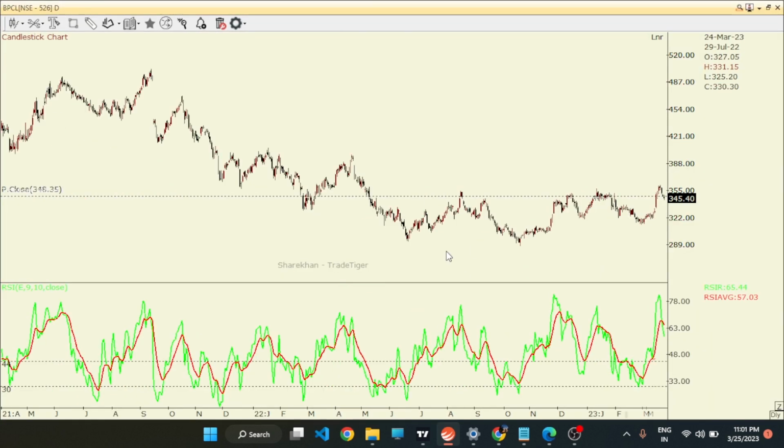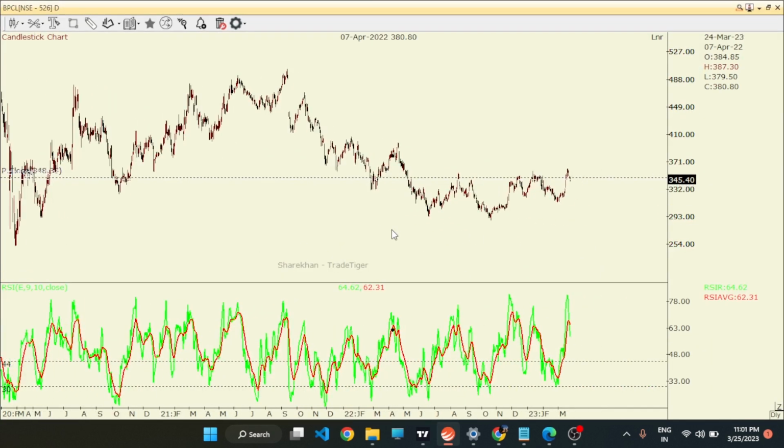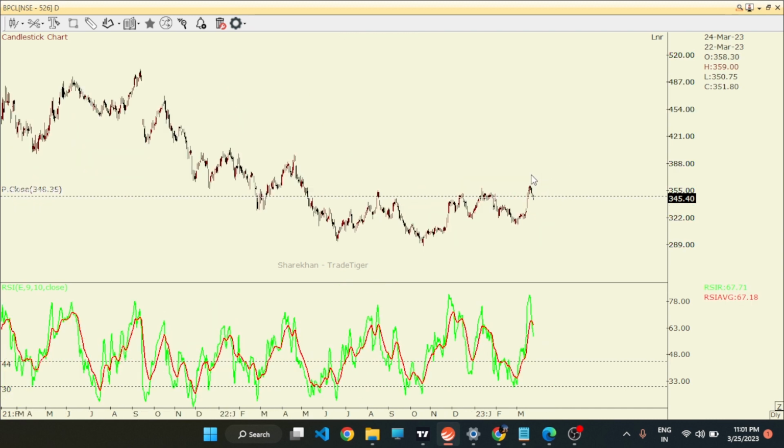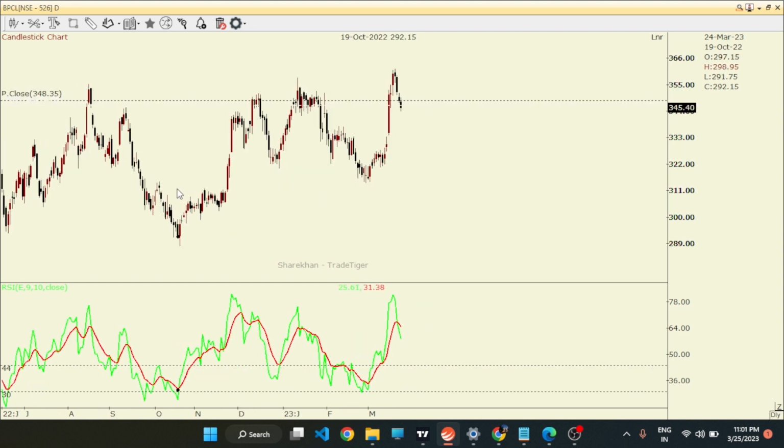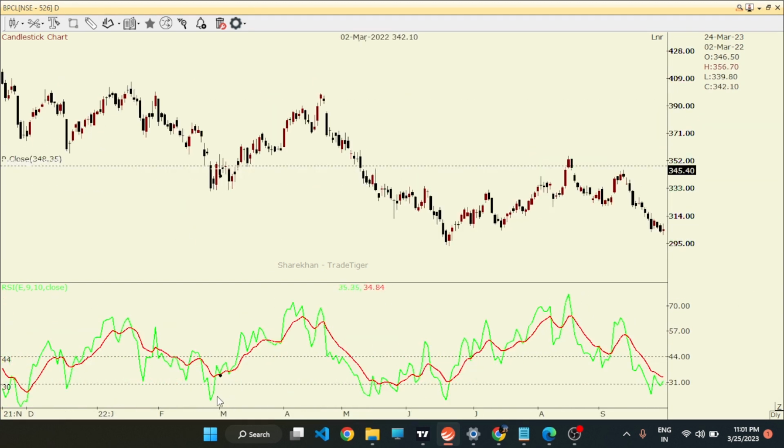BPCL. As you can see, during retracement we will get some good entries. Let's begin with here, 25th February.